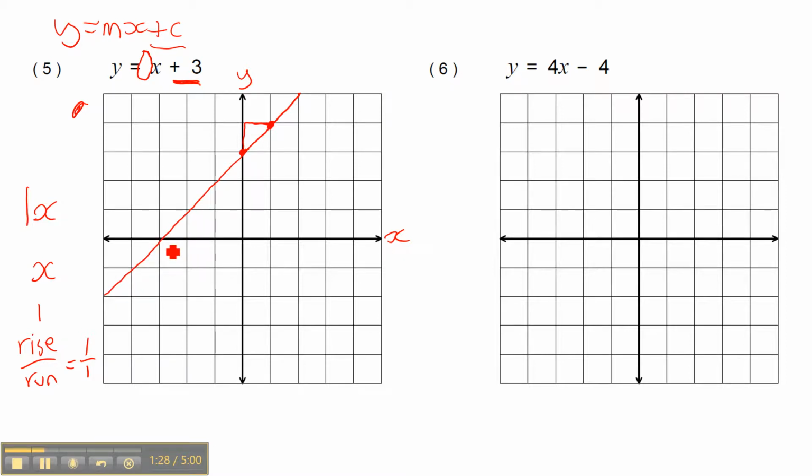Now we know that this is definitely correct, because if we choose 2 more points and we do the rise over the run, in this case it's 2 over 2, and 2 over 2 equals 1, so the gradient is 1. So this here is the correct line for this question. Quickly, if we have a look at a second one, we can see that the gradient is more than 1.